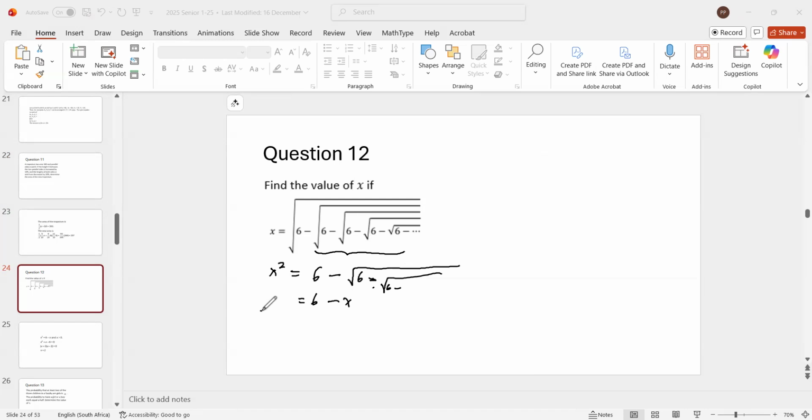All right, this is a quadratic equation. X squared plus x minus 6 equals 0. You bring it to standard form. It factorizes as x plus 3 into x minus 2. There are two values for x, negative 3 or 2. Now, x can't be negative 3 because x is a positive quantity.